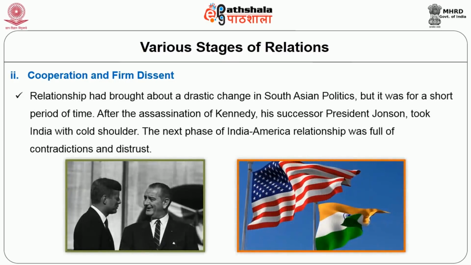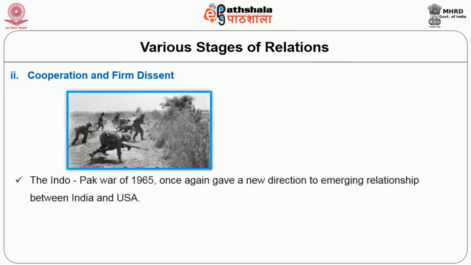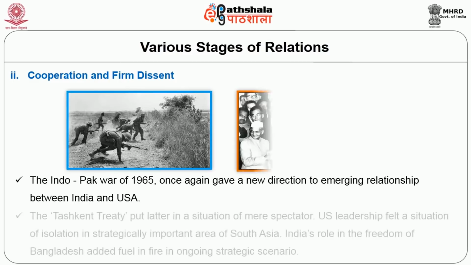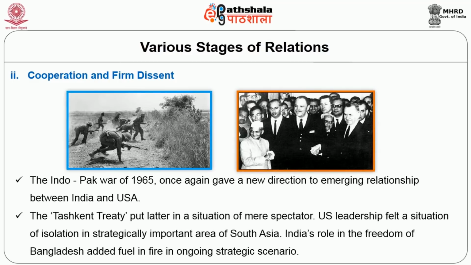This relationship had brought about a drastic change in South Asian politics, but it was for a short period of time. After the assassination of Kennedy, his successor, President Johnson, took India with a cold shoulder. The next phase of India-America relationship was full of contradictions and distrust. The Indo-Pak War of 1965 once again gave a new direction to the emerging relationship between India and USA. The Tashkent Treaty put the latter in the situation of a mere spectator. US leadership felt isolated in the strategically important area of South Asia.